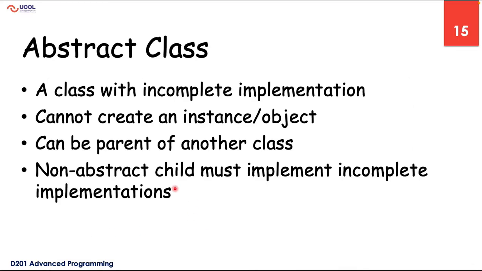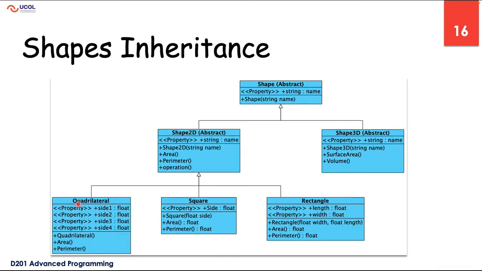Okay, so when we say non-abstract child of the abstract class, it needs to complete that particular implementation. Again, I give you the example of the shapes. We have shape, then in the shape we have 2D shapes and 3D shapes. In the 3D shapes we have the sphere, the cone, the cube. In the 2D shapes we have the quadrilateral, which has four sides. Okay, and then we have the rectangle.